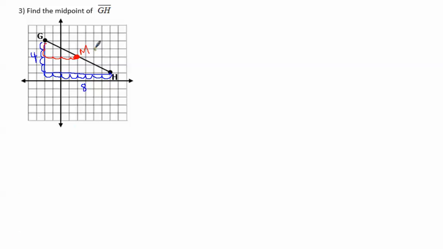Now all you have to do is read the coordinates of that midpoint M. Remember that when you're reading coordinates, you always start at the origin of your coordinate grid at the point 0, 0, and you move 2 spaces to the right and then 3 spaces up, so the coordinates of that midpoint are the coordinates 2, 3. That should be your midpoint.